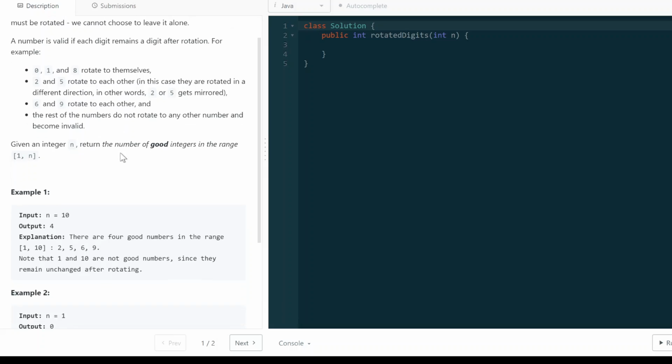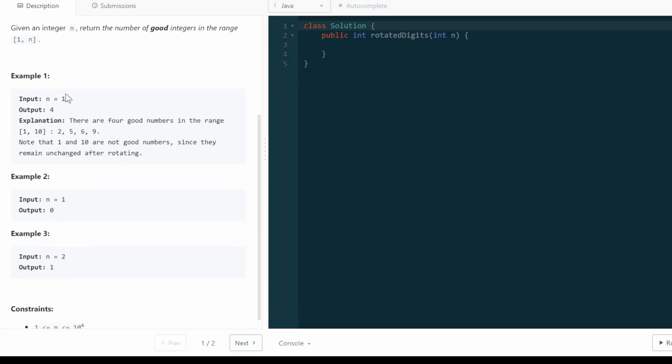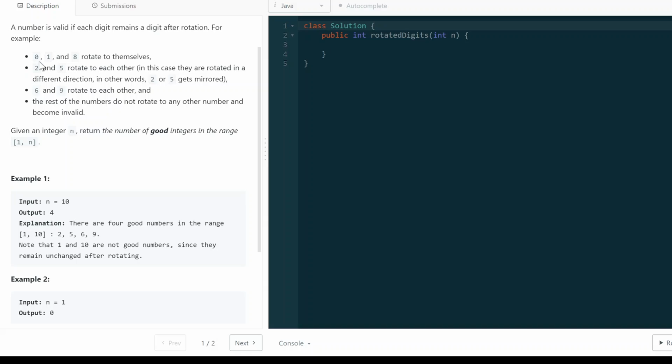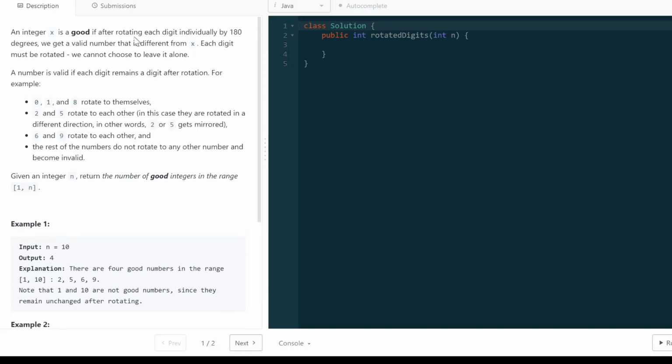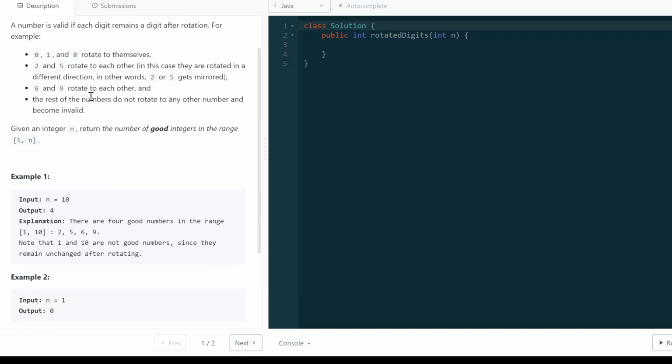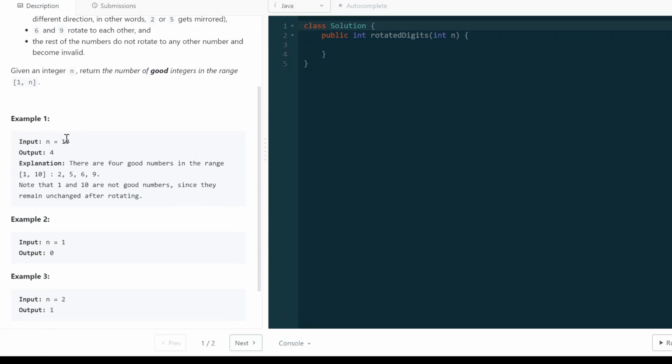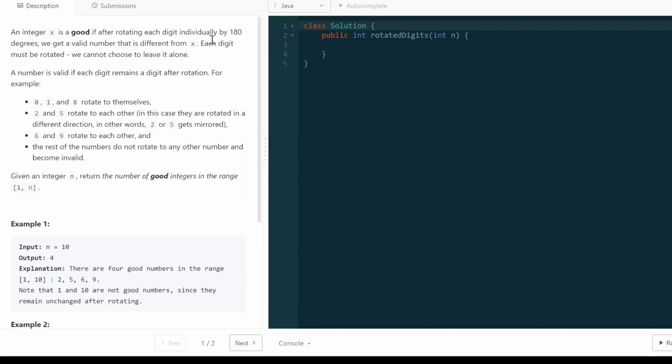Okay, we just iterate over each of the elements. So for example, here it is 10. We have to check numbers from 1 to 10 inclusive, right? So 1 and 10 will be included. For each of these numbers, like 1, 2, 3, 4, 5, 6, 7, we have to reverse it. Maybe some mirroring is happening, right? So a 180-degree rotation. And we still need to check whether after doing this 180-degree rotation, the number is different from x or not.